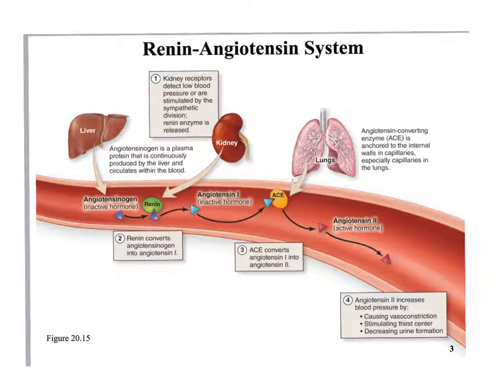And it converts angiotensinogen, the inactive form of angiotensin, to angiotensin 1. Okay? So renin is going to start this reaction, this cascade of events. It converts angiotensinogen, an inactive hormone, to another inactive hormone, angiotensin 1. And then another enzyme, ACE, right? ACE converts angiotensin 1 to angiotensin 2. Angiotensin 2 now is the active hormone. And now it's going to do its job. Okay?